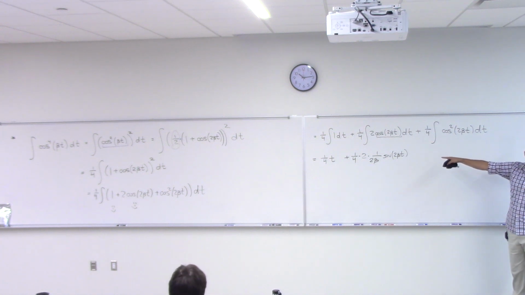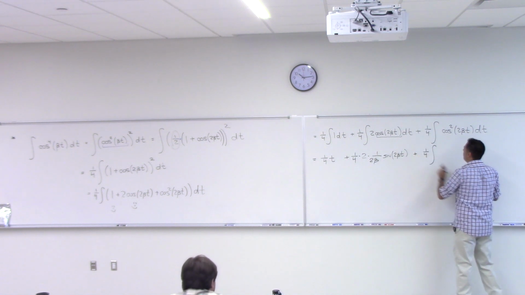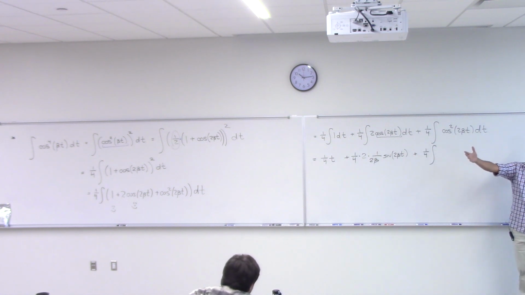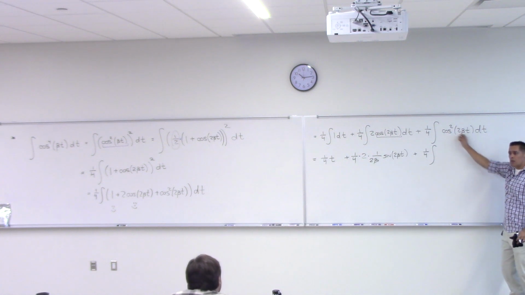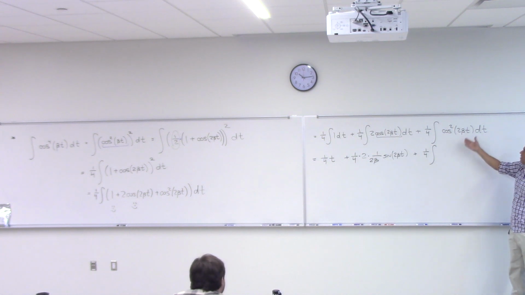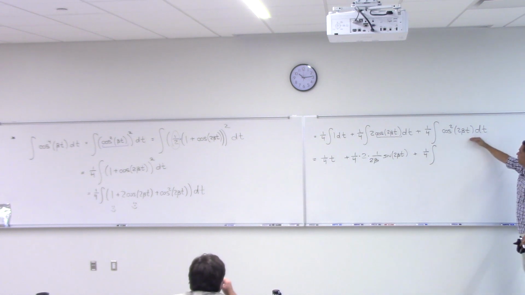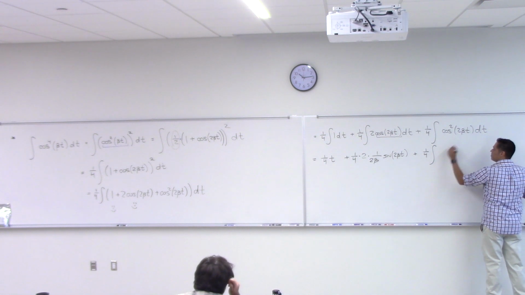We've got all that. But then we have plus 1/4, and then here's where we have the problem. So we go back to the steps. If this is odd, peel off a cosine. It's not odd. If it's sine to an odd, we peel off a sine. It's not sine to an odd, but it's cosine even. So I'm going to use that formula again for this. So that becomes 1/2.